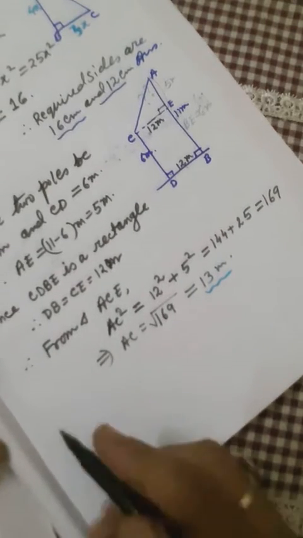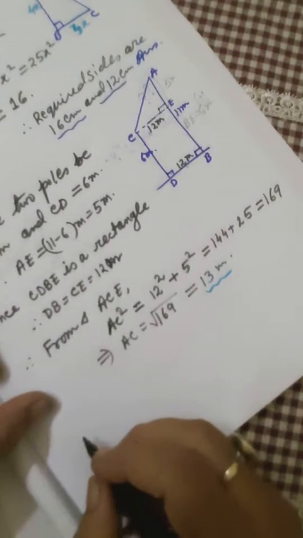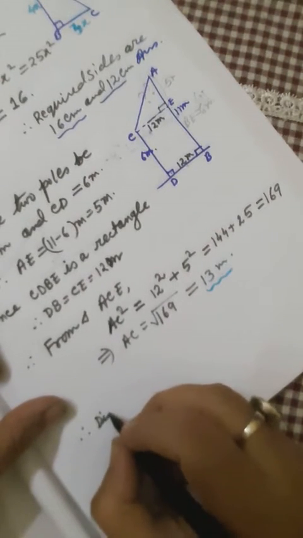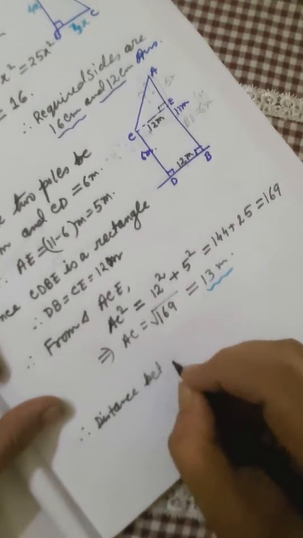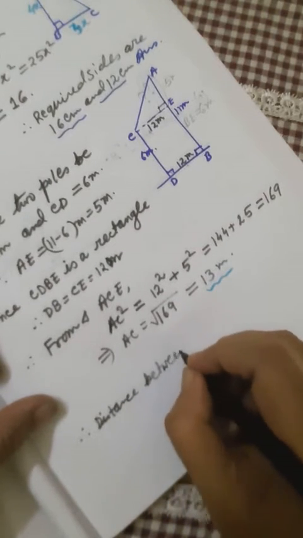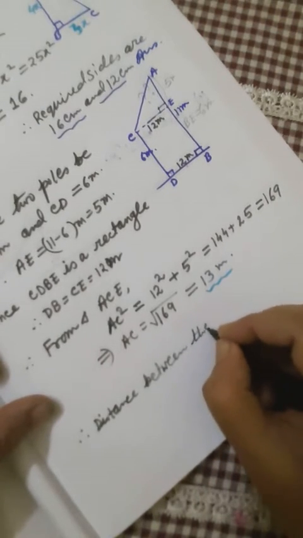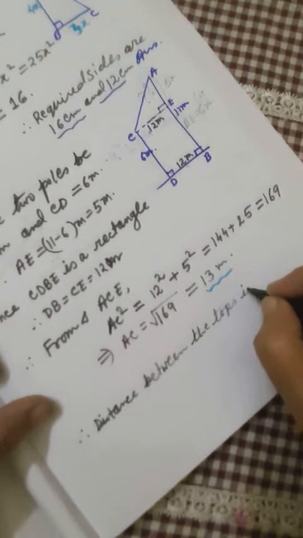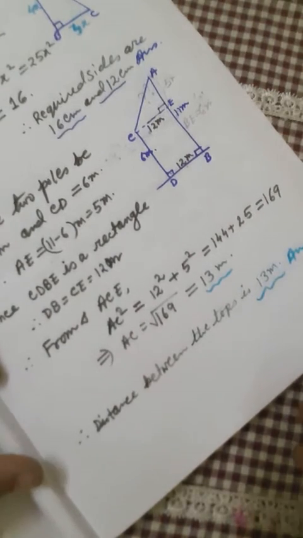So you need to write the answer exactly as asked. Find the distance between their tops. Therefore, the distance between the tops is 13 meter. So this is the answer.